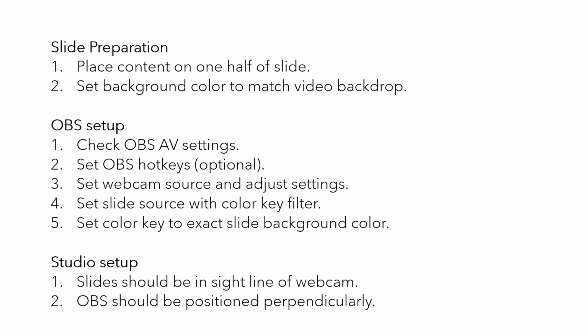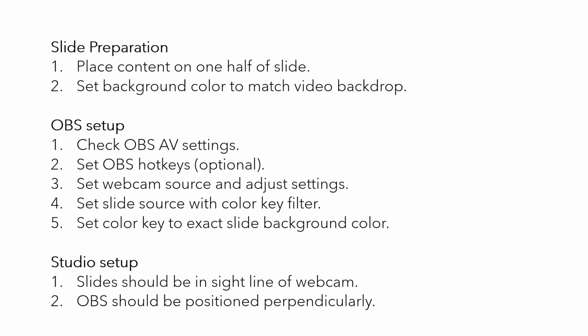Now in OBS, it's good to check the audio-visual settings when you first open up OBS. Then set OBS hotkeys if you think those would be useful. You've heard me clicking in this video a lot, and that's because I didn't set any hotkeys. And so by setting hotkeys, you can end up clicking a bit less. Then set the webcam source and adjust the video settings. Also remember to flip the image horizontally if you prefer it that way.